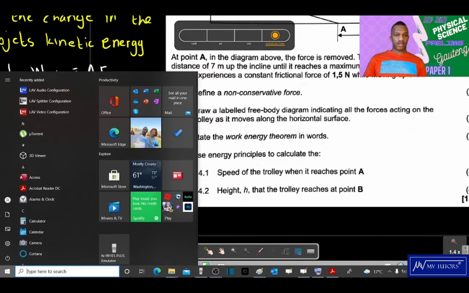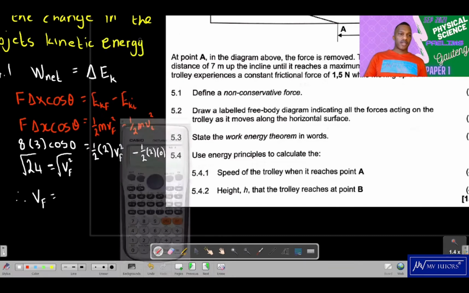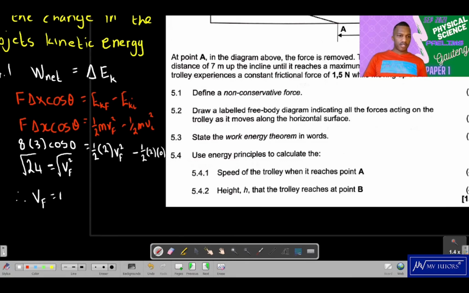Let's get a calculator real quick. Let's see what the square root of 24 is. Square root of 24, that's gonna be equal to 4.89. Okay, 2 decimals, it's like 4.90. Thank you so much, calculator. 4.90, that's our answer. 4.90, and the units for velocity is meters per second.